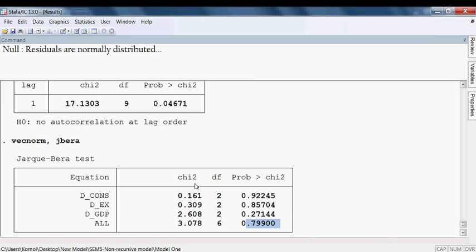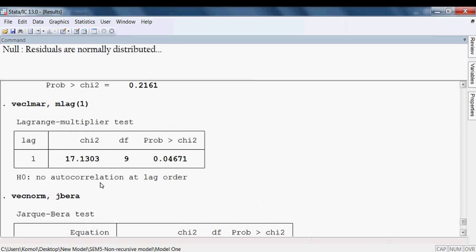But this model has only one problem, that there is autocorrelation. So we cannot accept the model because there is autocorrelation. So we must do something. We must fix the problem, because the autocorrelation problem is a serious problem.